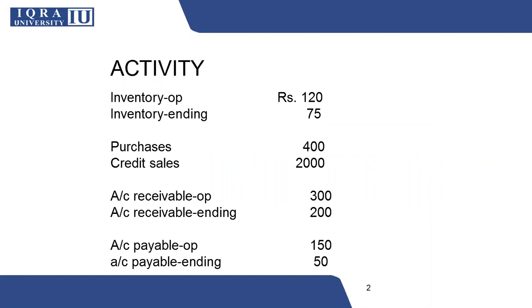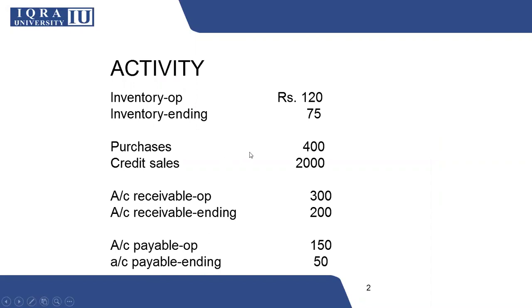Just look at the question detail. There are two inventories given, one is opening and the second one is ending. Purchases and sales of the entire year are already given. Receivables opening and ending both are given, as well as accounts payable opening and ending.